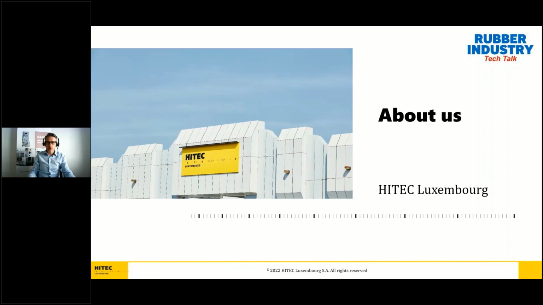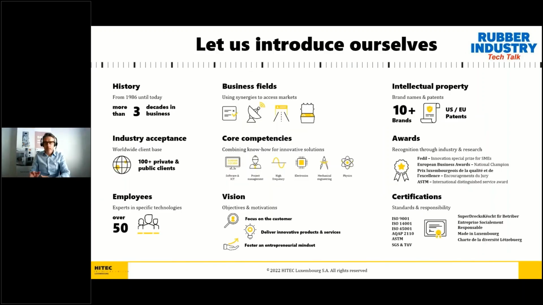So let's introduce our organization. High Tech Luxembourg is a privately owned Luxembourg company. We offer high technology solutions covering 4 different business areas. We will focus today on equipment for testing and measuring physical properties of carbon black and other rubber fillers. The company was founded in 1986, and since then, High Tech Luxembourg has been operating in the testing equipment field.